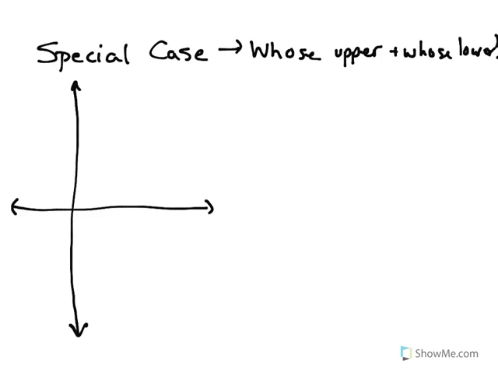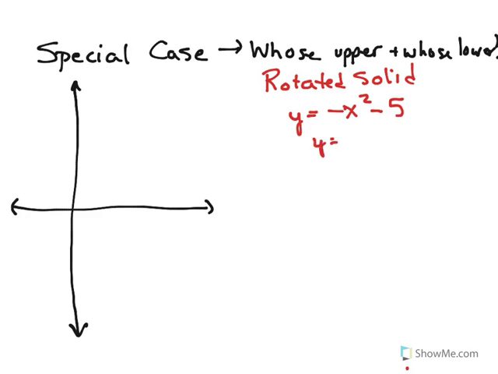I'm only going to show you one scenario here. I'm going to find the volume of a rotated solid bounded by the curve y equals negative x squared minus 5, and the line y equals 4. Just like on all the other problems, it's going to be the same thing: pi, the integral of r squared, and whichever direction I'm chopping along, I already know it's going to be dx.